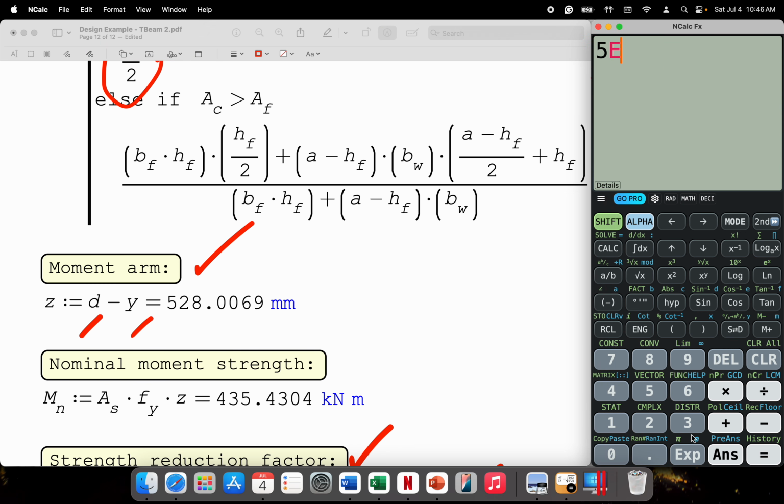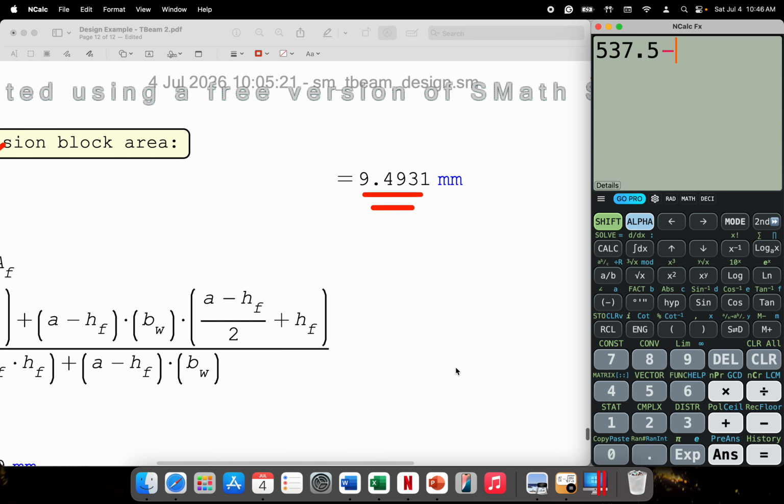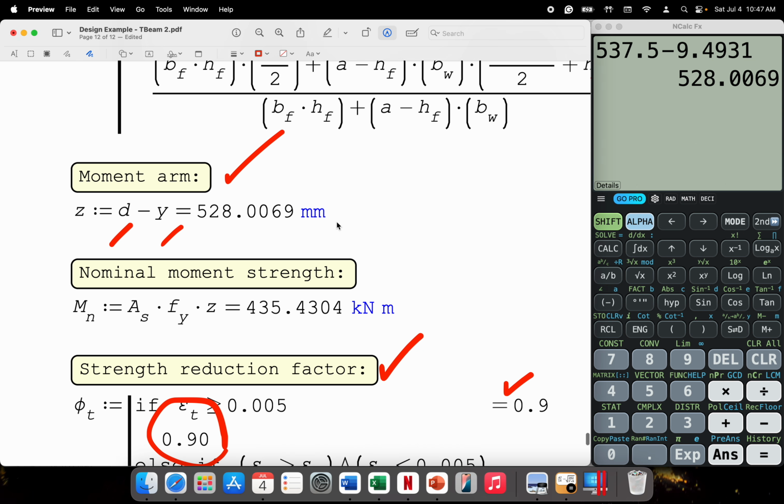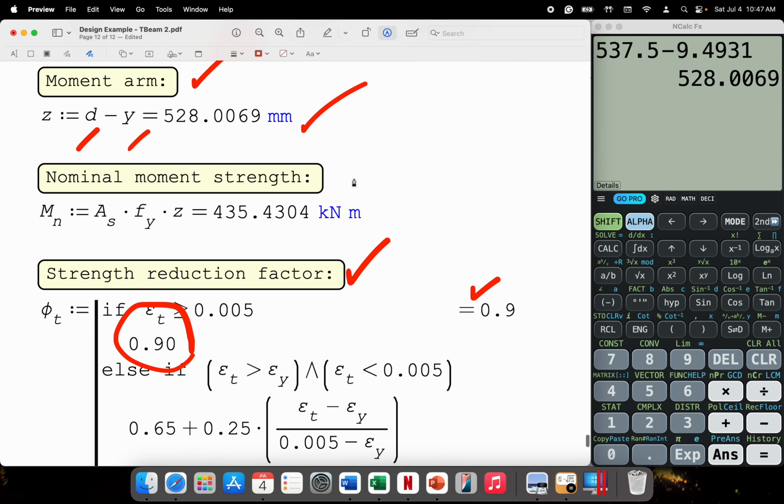So 537.5 minus yung ating Y, which is 9.4931. So we'll get 528.0069. And after nito, is masosolve na rin natin yung ating nominal moment strength.